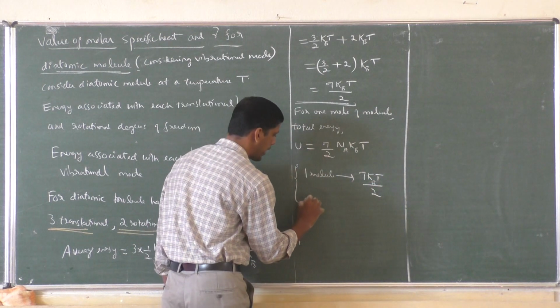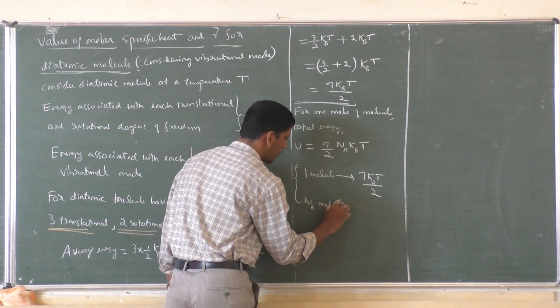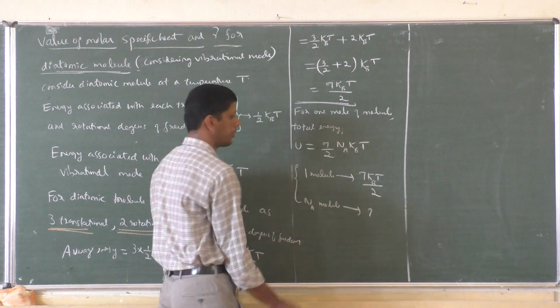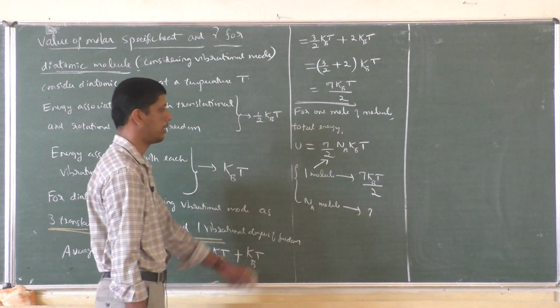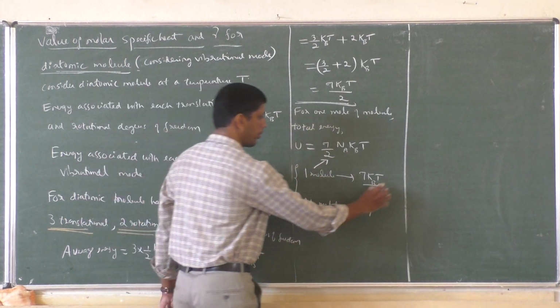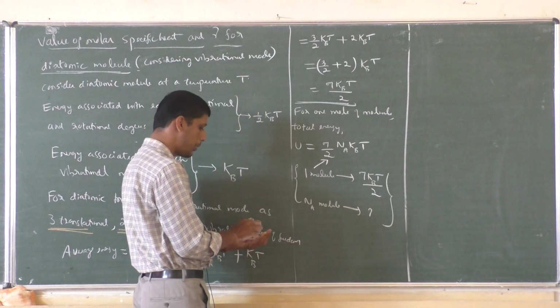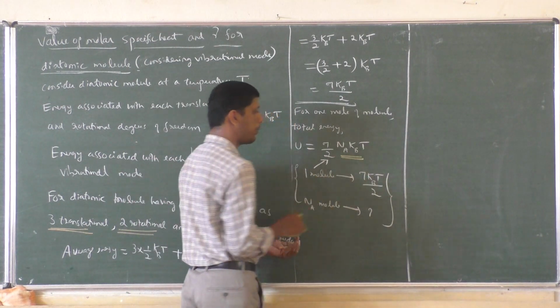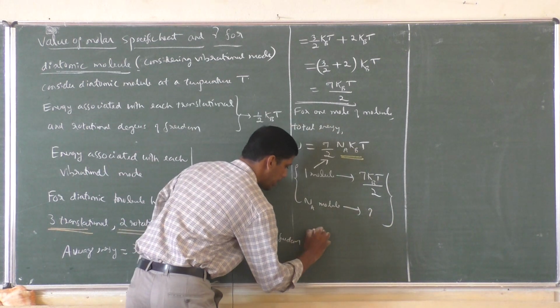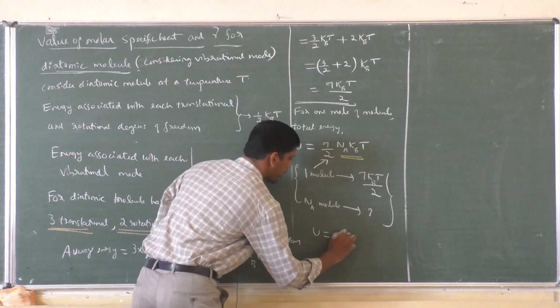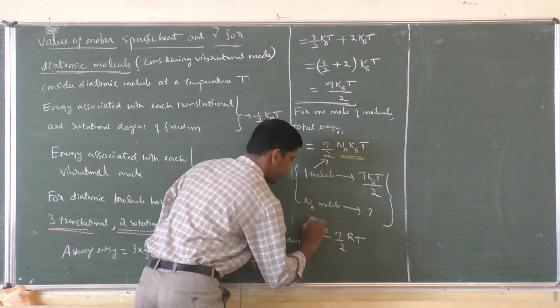And if we consider the Avogadro number of molecules, what is the energy? Multiply by Na. So this is a way of obtaining the total energy now. So what does the term Na into Kb indicate? Na into Kb indicates R. So therefore U should be equal to 7/2 RT.